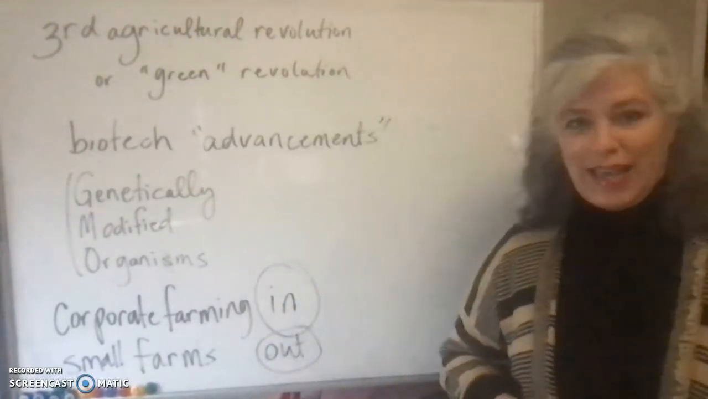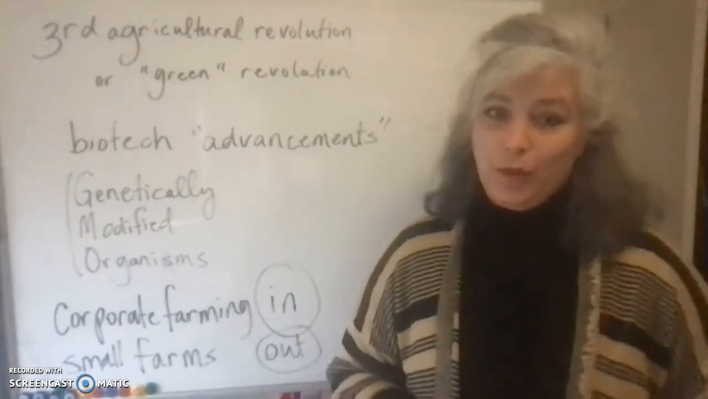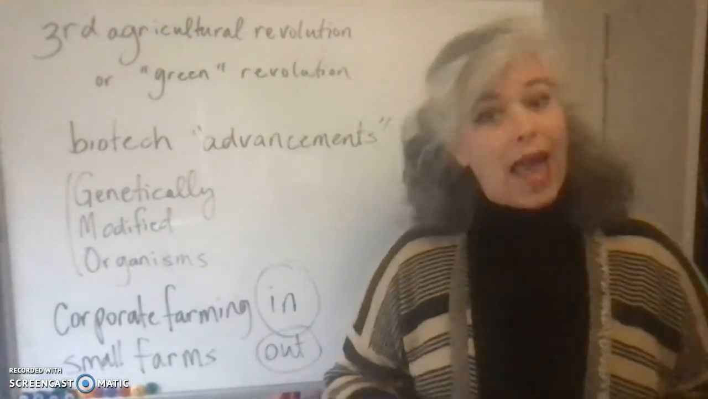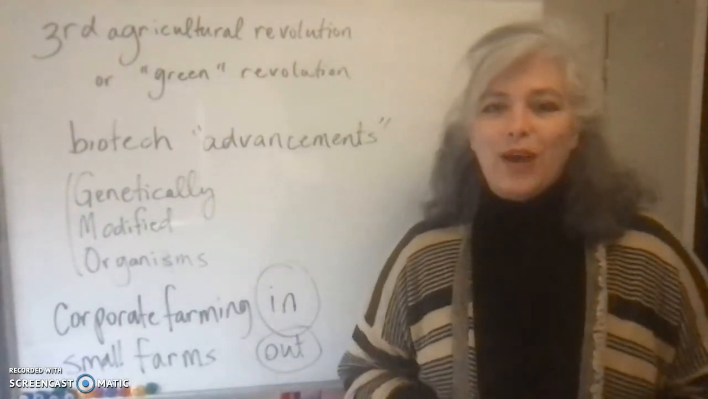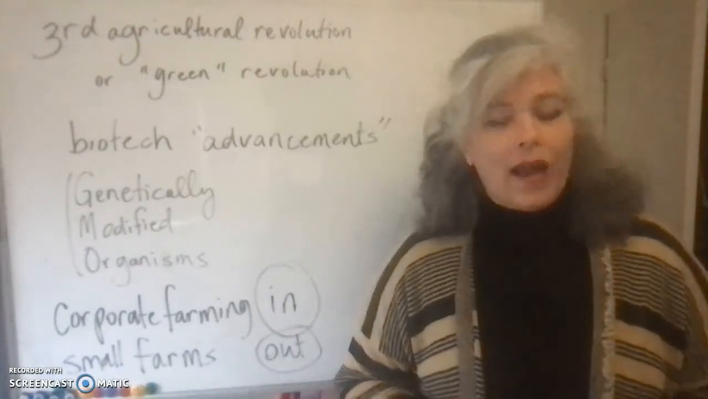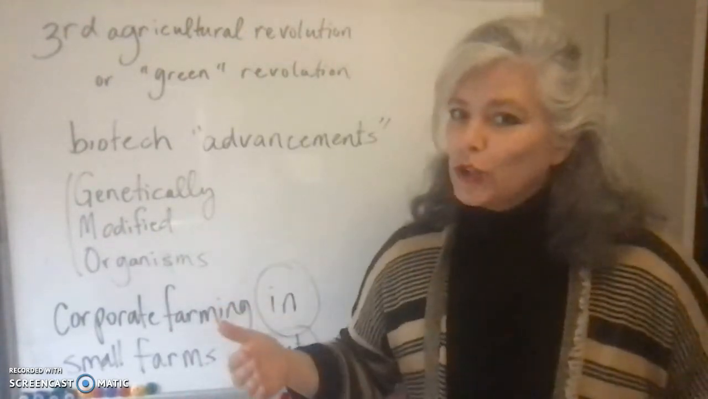And then we will start looking at the diversity in society. We will look at things like cultural identity, cultural landscapes, language, religion, those kinds of topics between now and the end of the semester. Okay, but let's look at this third agricultural revolution.